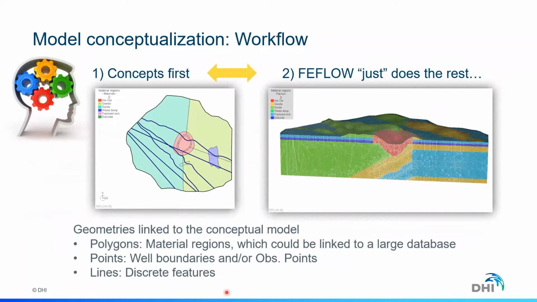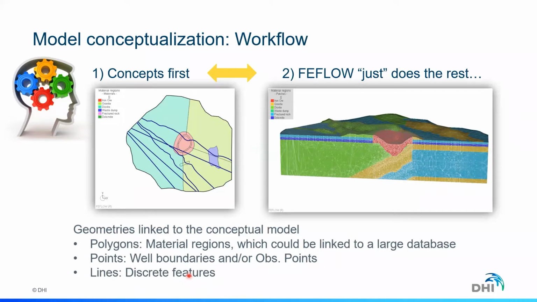A few ideas before we go into more detail on this concept. If you look back at the previous releases, we introduced the concept of material regions with a parameter lookup table, which can be linked to 2D or 3D information. We have now extended this to the case of points for well boundaries and observation points. So you can now, before the mesh exists, import your points and then define these points as well boundary conditions, for example, with a specific pump rate.